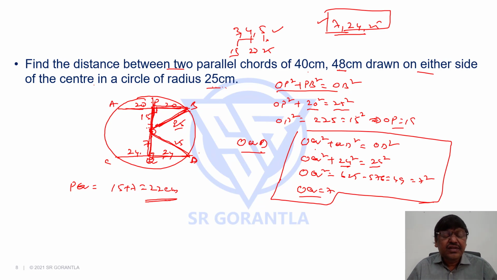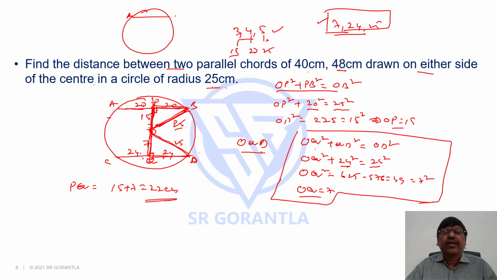And please remember, now I gave you the chords on either side of the center, on the opposite sides. In the same question, sometimes they will give you the same side. Suppose this chord lies this side, then one is 15 from the center and the other is 7 from the center, so the distance between them would have been 8.